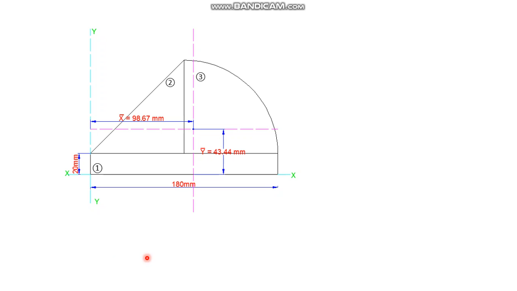Then the centroidal axis means, we got x bar as 98.67 mm. So from the y axis, up to here is 98.67 mm, and the y bar distance is from the x-axis. This y bar distance is 43.44 mm, that is 20 plus 23.44. So you'll get one point here. Draw the axis. So this is the centroidal x-axis, and this is the centroidal y-axis.